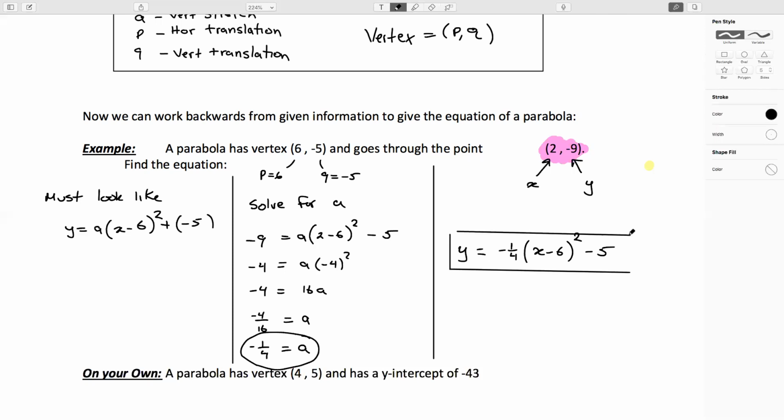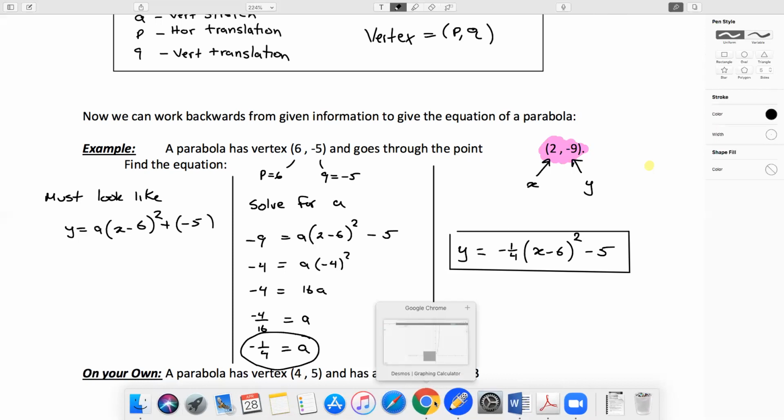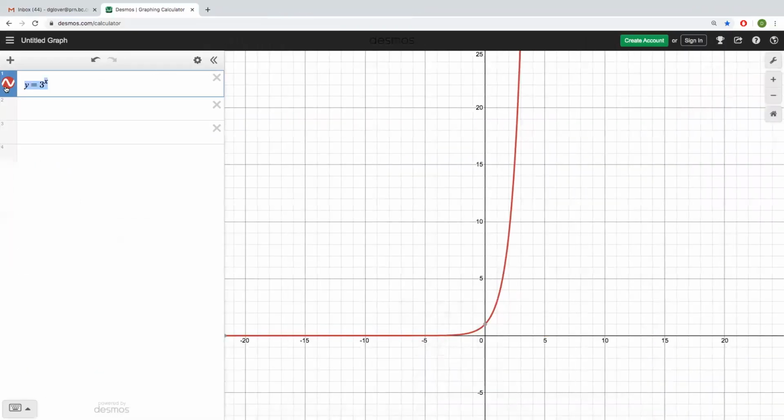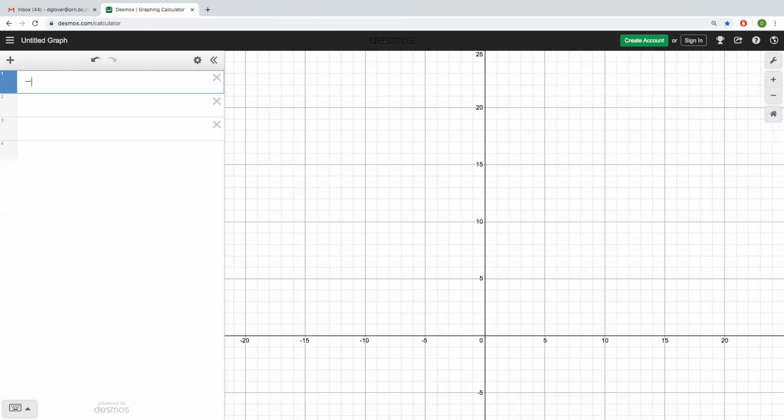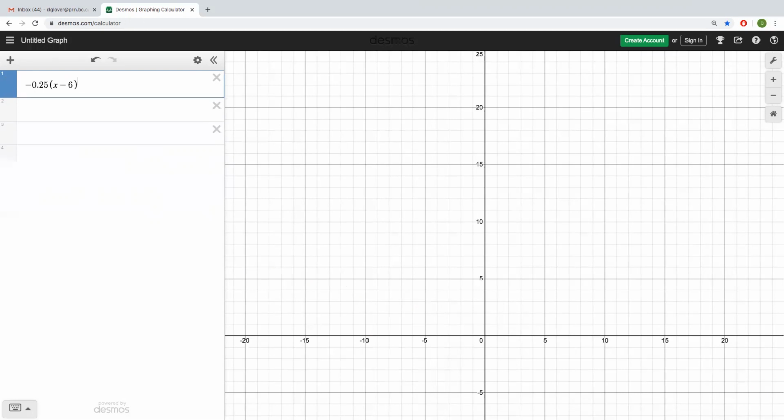We can graph this on Desmos if we want. Maybe we should do that, just to make sure it actually has those characteristics. So a was minus 1/4. I'm just going to go 0.25 times (x minus 6) squared minus 5.